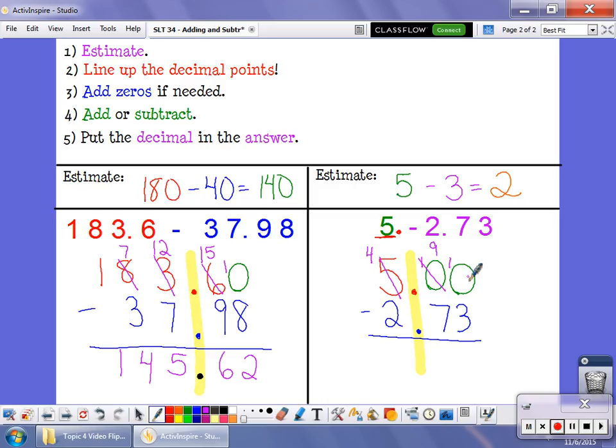So 10 take away 3 is going to be 7. 9 take away 7 is going to be 2. 4 take away 2 is going to be 2. And my very last step of all is to put my decimal point in place. We said our answer was going to be close to 2, and it's actually 2 and 27 hundredths, so we're close. Good job.